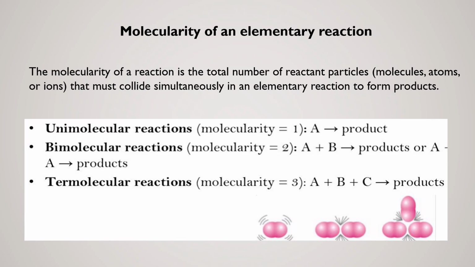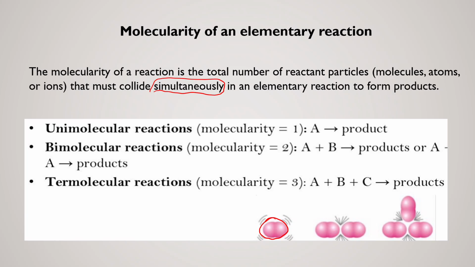So what is molecularity? Molecularity refers to the number of reactant particles, which may be atoms, molecules, or ions, that are colliding simultaneously to form the product. The important term here is that they are colliding with each other simultaneously in an elementary step. So depending upon the number of reactant particles participating in an elementary step, we have broadly speaking three kinds of reactions. The first one is a unimolecular reaction where a single reactant splits into products.